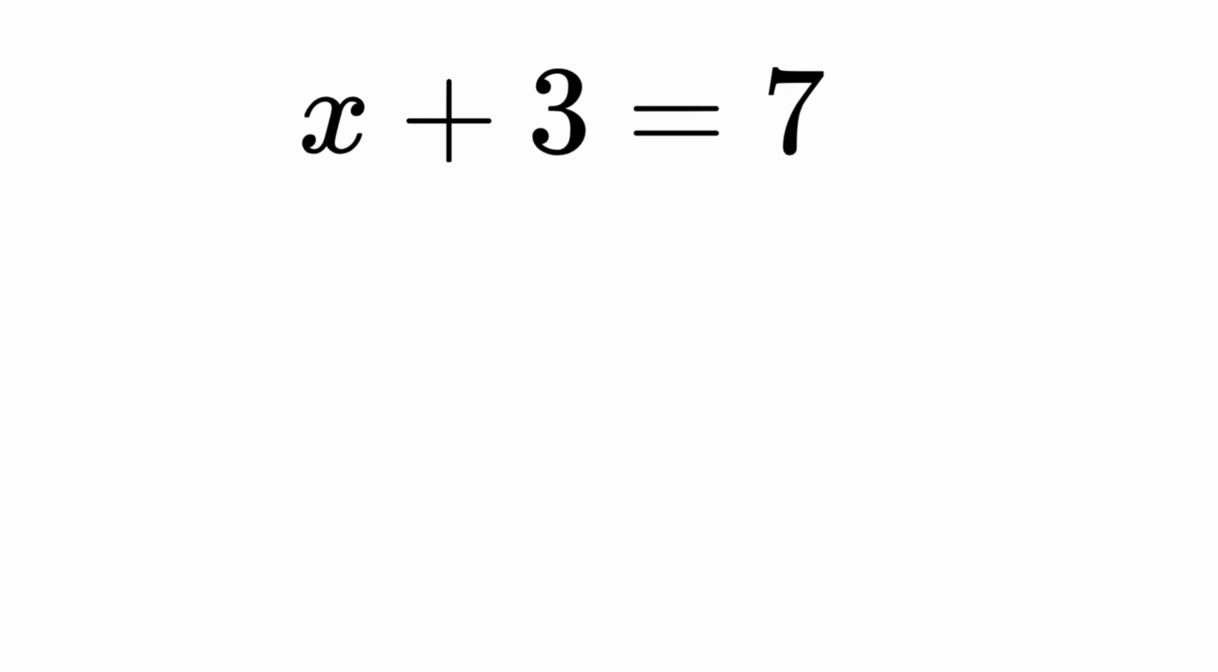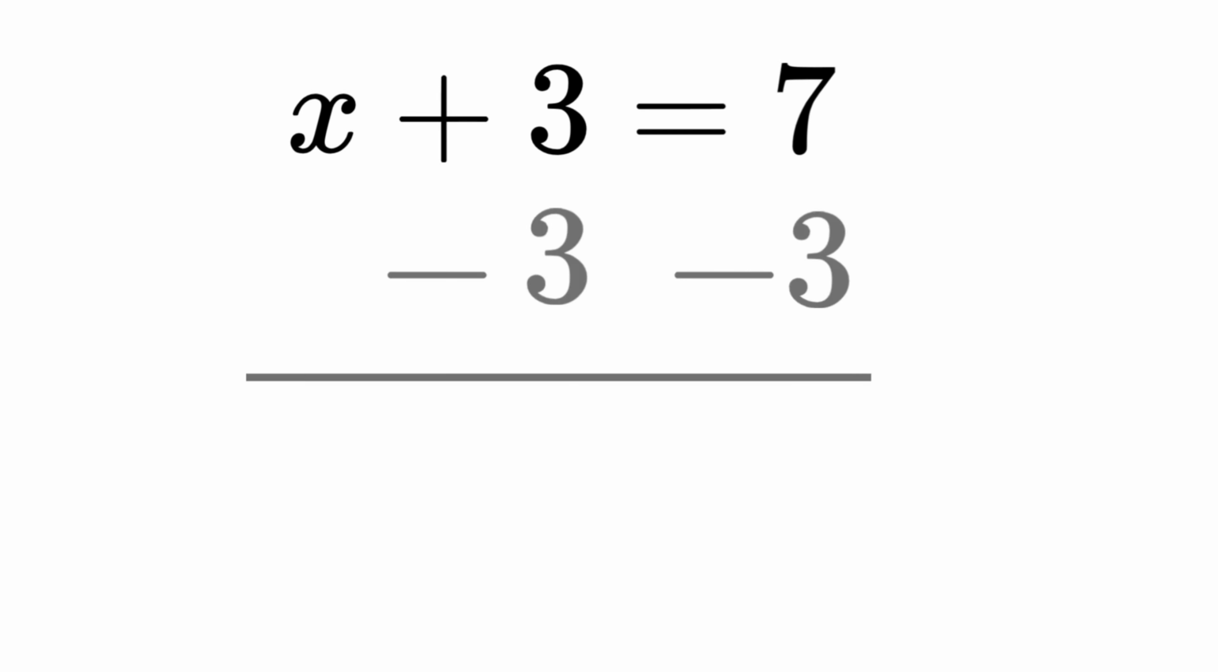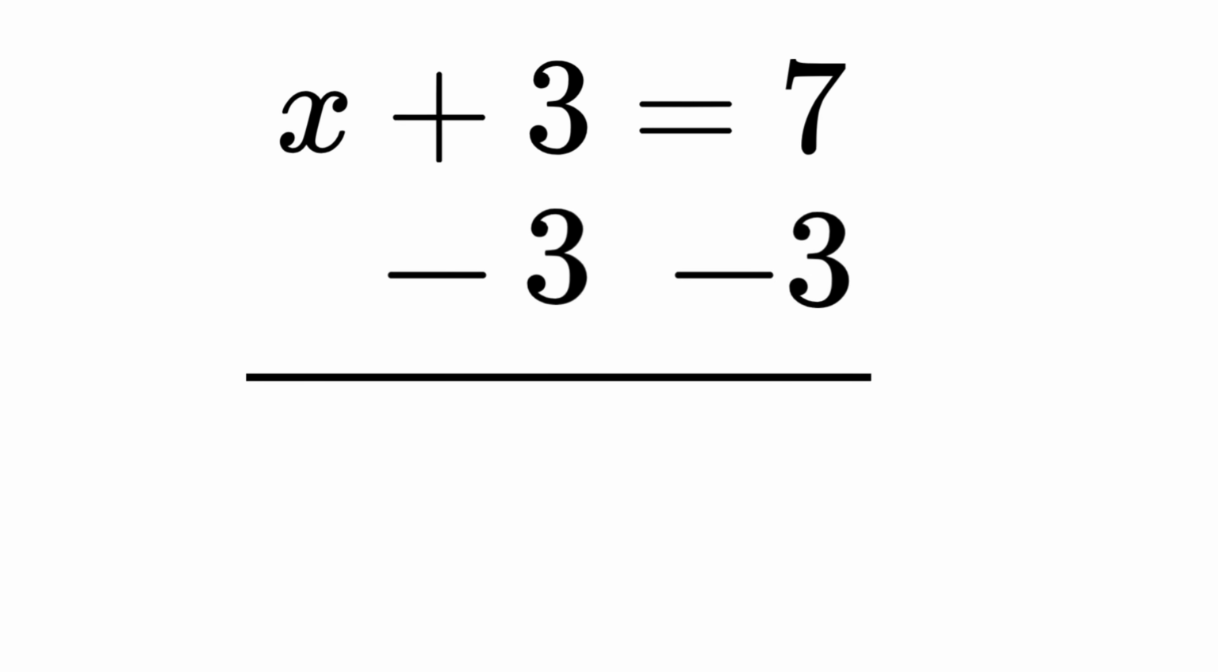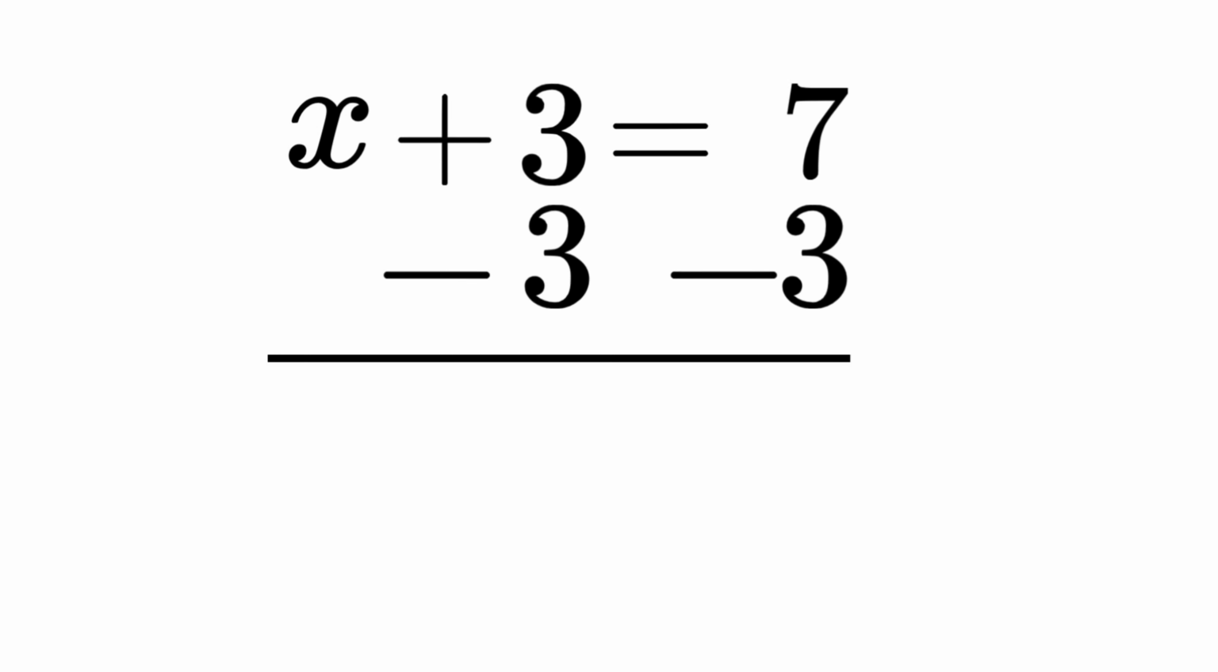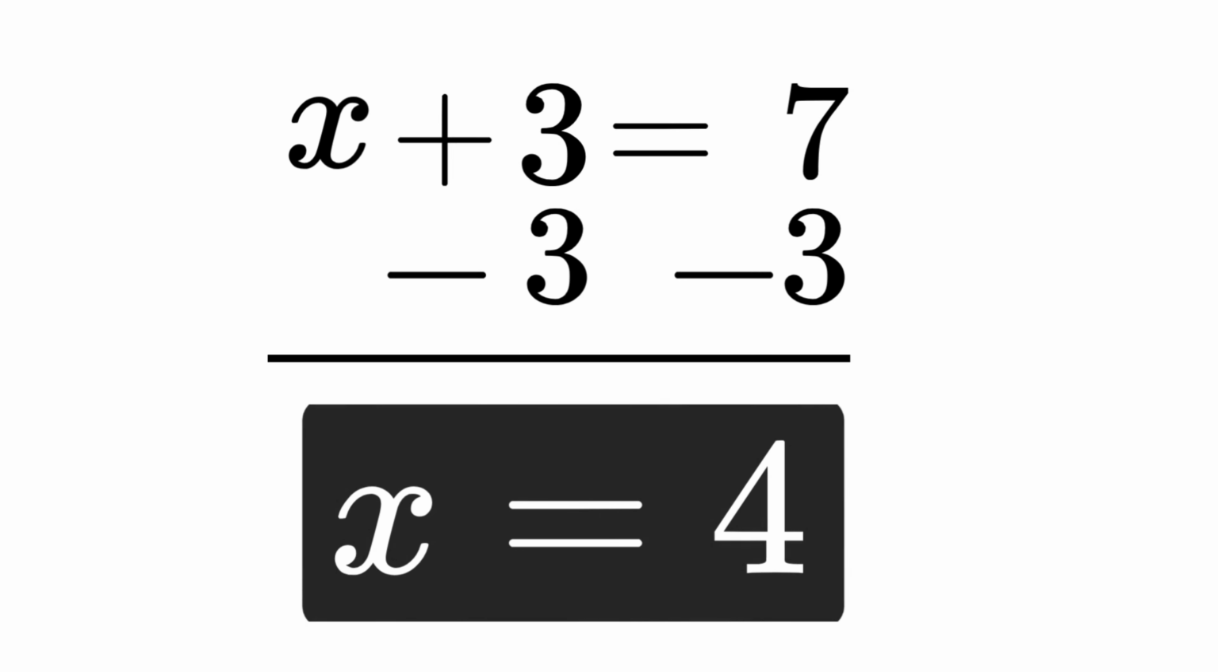Say the equation is x plus 3 equals 7. So we always try to isolate x in this equation. So we do the opposite of addition, subtraction. So subtract 3 on both sides of the equation to isolate x. So when we subtract 3 on both sides of the equation and simplify this, you get the answer. So 7 minus 3, it's 4. So x equals 4.